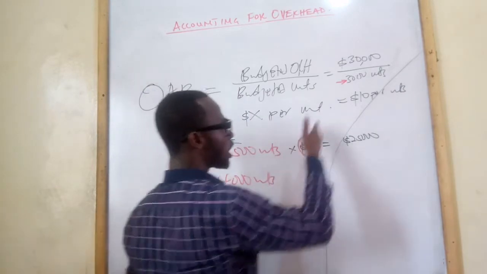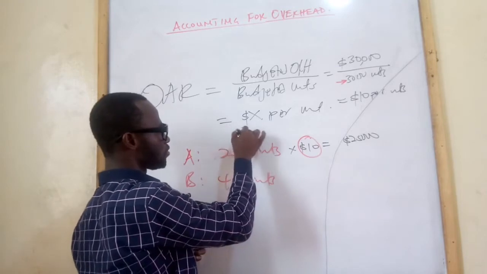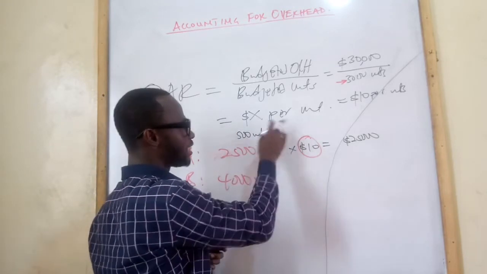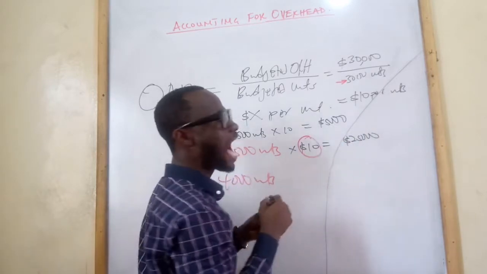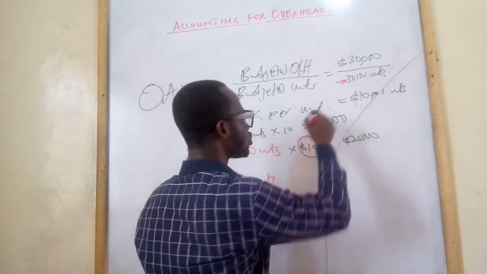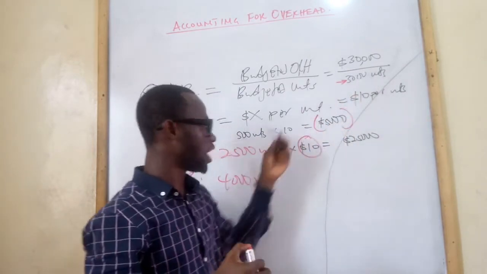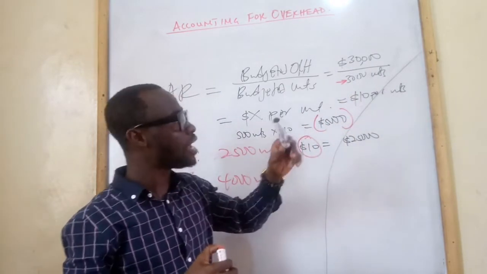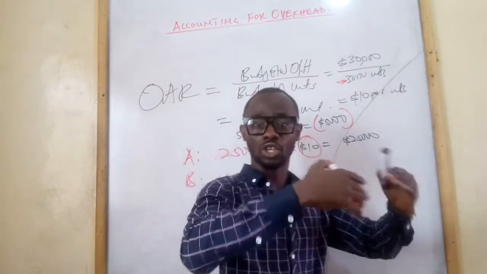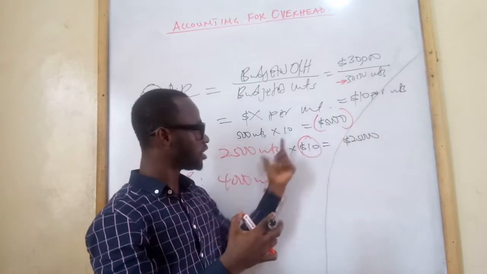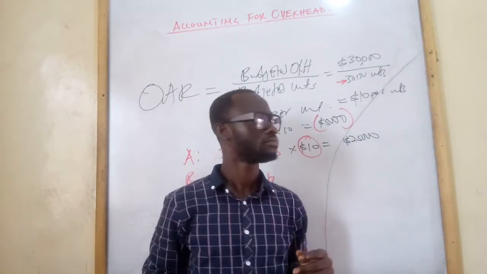So when we look at the difference here, it is 500 units. This 500 units by 10, which gives us 5,000, has to be subtracted from the cost of the company. Why? Because the budgeted unit is more than the actual unit. So when the budgeted unit is more than the actual unit, that means that we have over-absorbed overheads. The difference is going to be a subtraction from the cost.